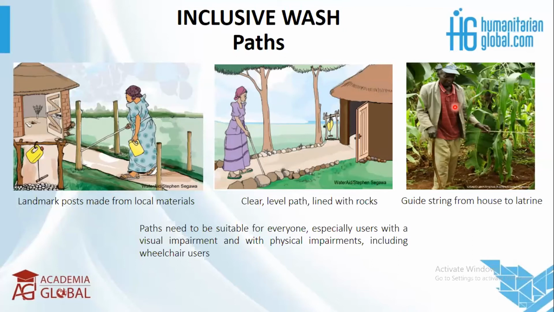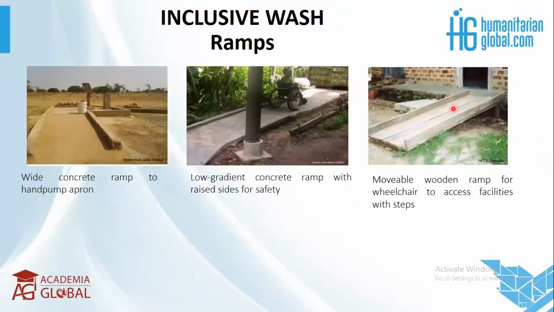The second one we want to look at is in terms of ramps. If you look at this ramp, it is wide enough to access a hand pump apron. So this one really can be used even by people with a wheelchair. When you build a ramp, the concrete ramp should be wide enough. You look here, it's wide enough, so someone who uses a wheelchair should be able to access it.